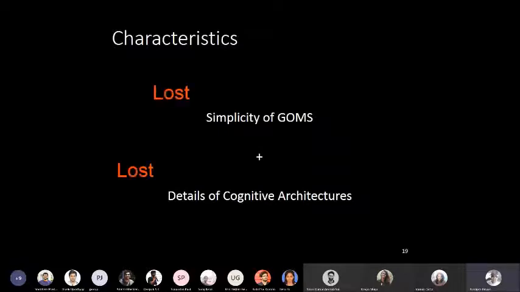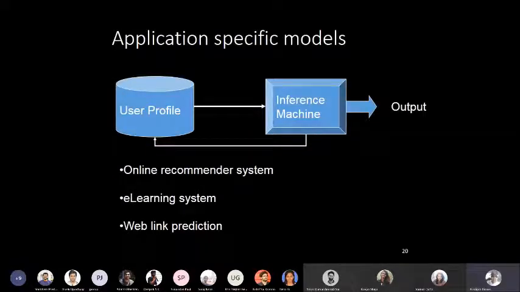I can say that none of these systems have been taken forward by other researchers. It actually lost both the simplicity of GOMS and the details of cognitive architecture. So it cannot keep the simplicity of GOMS or the way GOMS can be applied, and it also lost the details of cognitive architecture because it tried to use the cognitive architecture only to predict a simple operator instead of the whole activity.